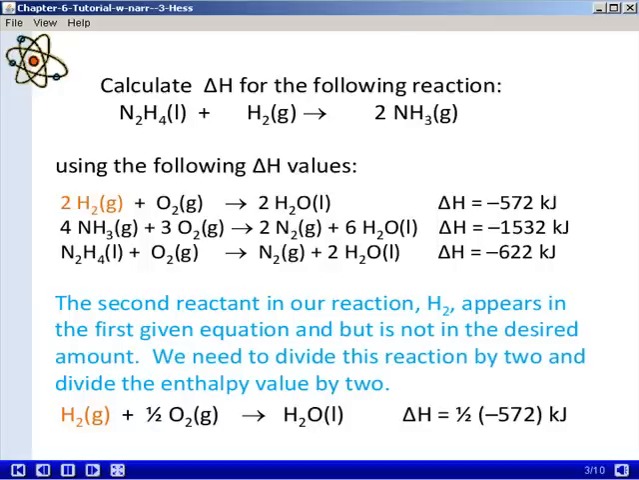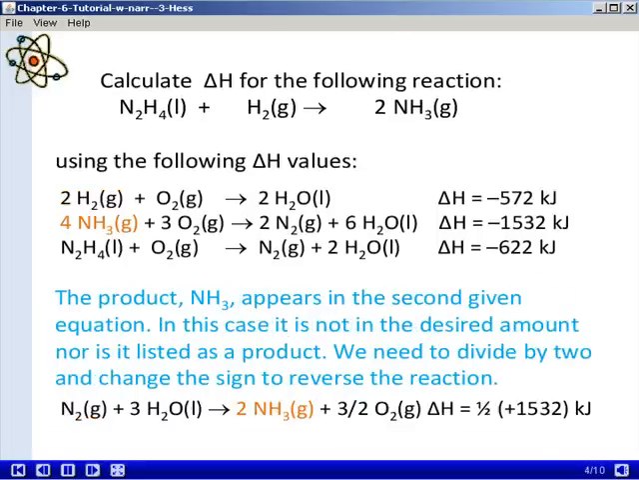The second reactant in our reaction, H2, appears in the first given equation, but it's not in the desired amount. It has a coefficient of 2, and we want it to have a coefficient of 1. So we have to divide that reaction by 2, and whatever you do to the equation, you have to do the same thing to delta H, so we'll also divide the enthalpy value for that equation by 2 as well. So that gives us 1/2 of minus 572 for delta H for this new form of the equation.